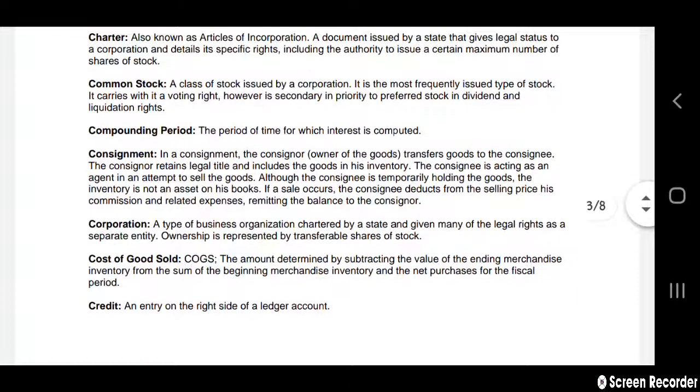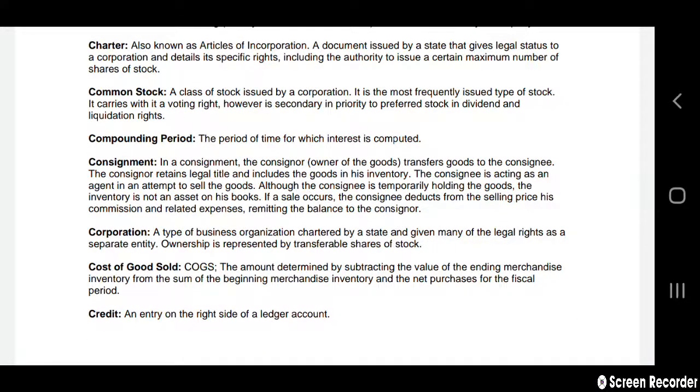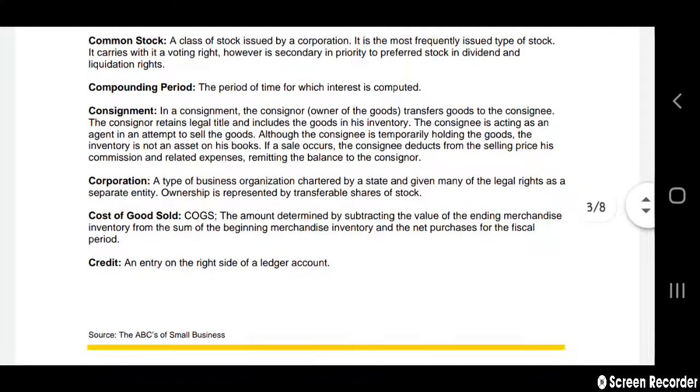Next, charter. It is also known as articles of incorporation. It is a document issued by a state that gives legal status to a corporation and details its specific rights, including the authority to issue a certain number of shares of stock. This is called the charter.